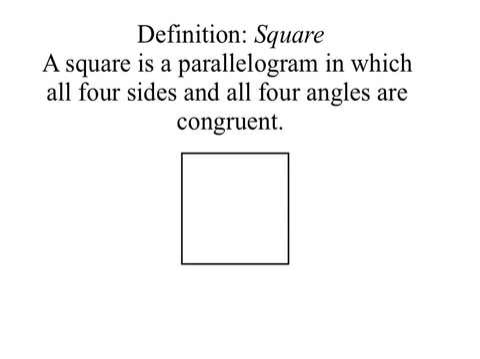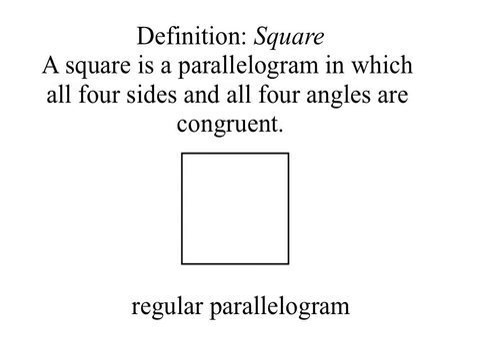And that brings us to the square, a parallelogram in which all 4 sides and all 4 angles are congruent. And a square, of course, is both a rectangle and a rhombus and a parallelogram and a quadrilateral. A square can be called a regular parallelogram. Could also be called a regular quadrilateral.